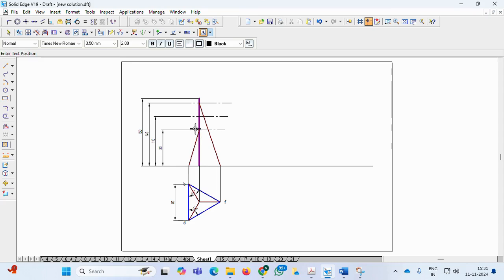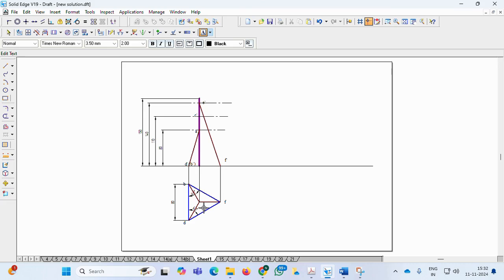So this is A dash, and this is C dash, and this is E dash. So this is D dash of B dash. So this is F dash.